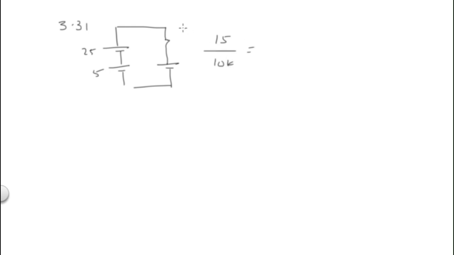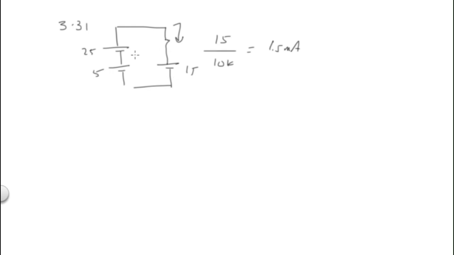So now I'm going to go to D. So for this one, I go to 328D. So I have 25 and 5, and I have 15 pushing in the other direction. So I can do this by saying 25 and 5 is 30, minus 15 is 15. 15 volts divided by 10K is equal to, in this direction, 1.5 milliamps.